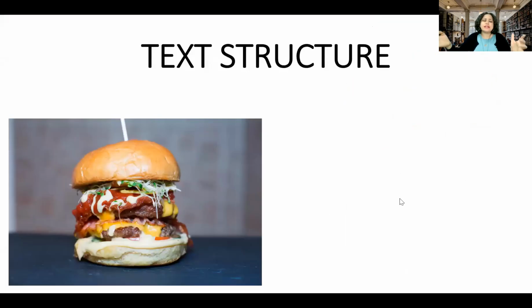And I'm presenting you with this image and I'm hoping for you to participate and tell me, what are you seeing there? What is that image? What does that image represent to you? And why do you think that I put that image for the text structure? Anyone? Go ahead and participate.